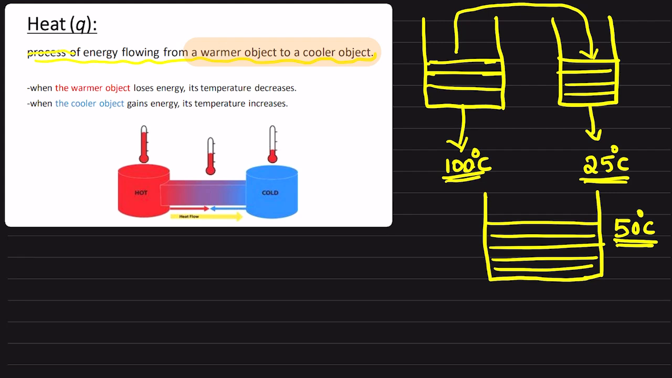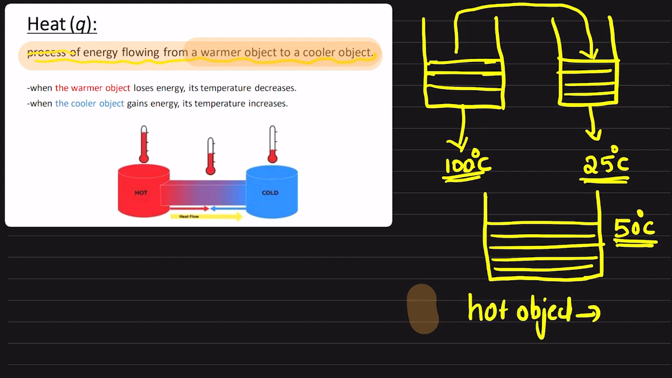So how can you define heat? Heat is the process of flowing energy from a warmer object to a cooler object. Those which are at high temperature, we call hot objects. So the heat flows from hot object to cold object. So heat can be defined as the energy which flows from hot object to cold object.